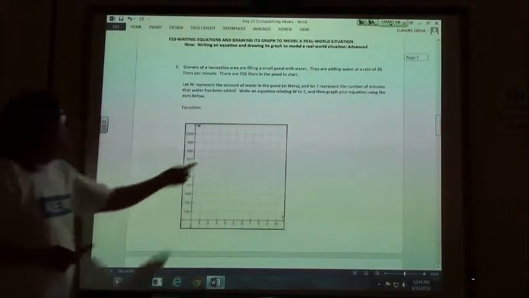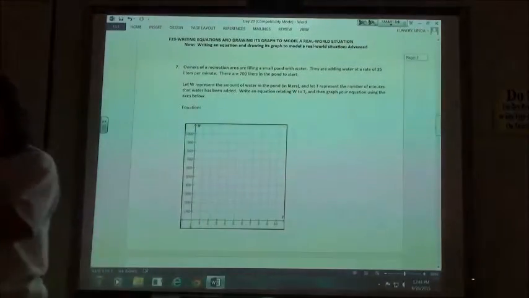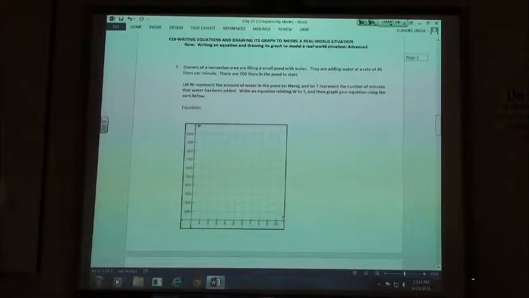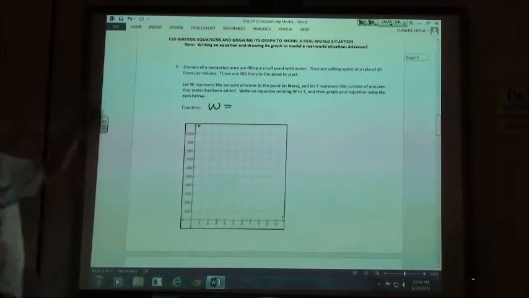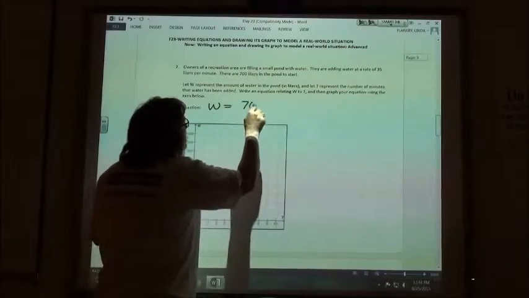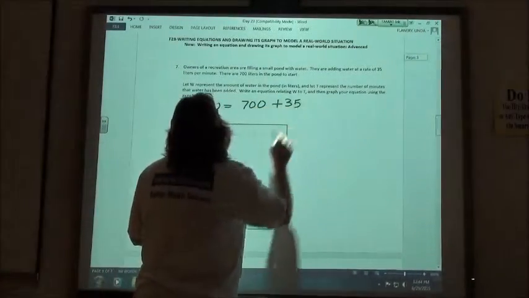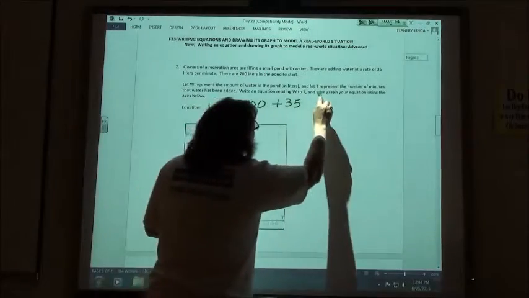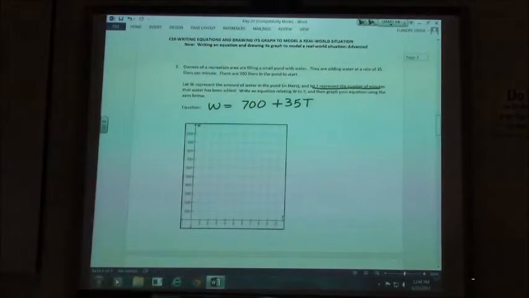So when it says write an equation relating the W to the T, it means they want you to have W equals something with a T in it on the other side. So I know I'm going to have W equals, I'm looking for how much water I have. Well, it says there are 700 liters in the pond to start. And I added water at a rate of 35 liters per minute. I'm using T for the number of minutes, and so W equals 700 plus 35T. Or you could put 35T plus 700, same thing, since we have the commutative property.